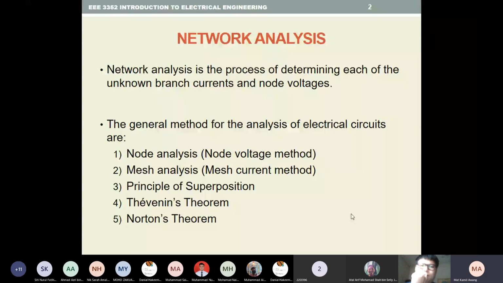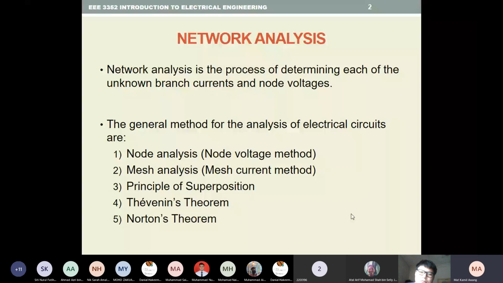The general methods for the analysis of electrical circuits, we have about 5 methods. The first one, node analysis or nodal analysis, or node voltage method. During my time, we called it nodal analysis. Now we call it node analysis. Second one is mesh analysis or mesh current method. The third one is the principle of superposition. The fourth one is Thevenin's theorem, and the fifth one, Norton's theorem. So we have all these 5 methods that we are going to use.